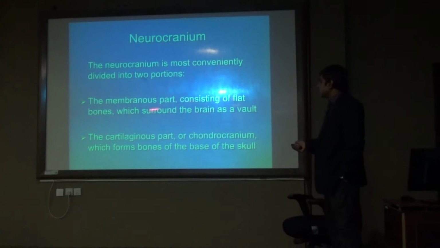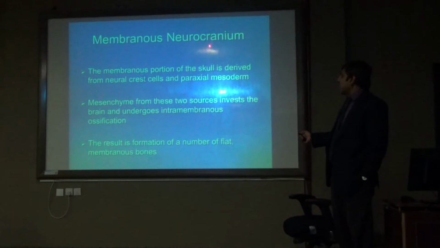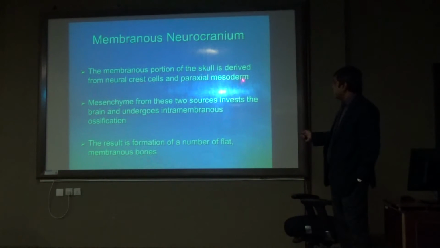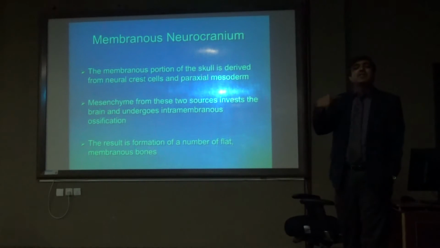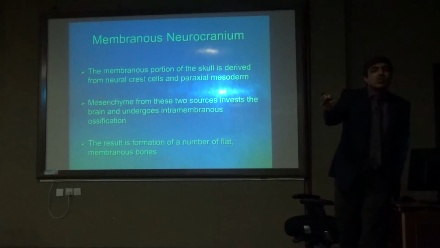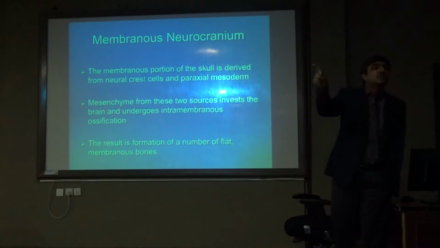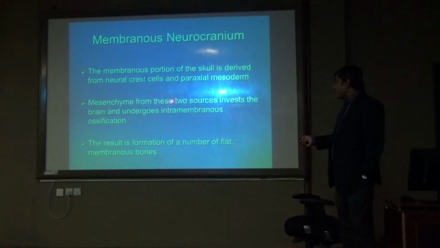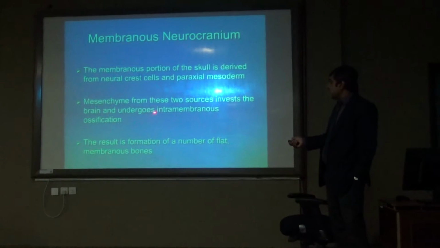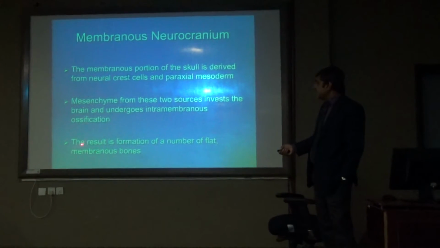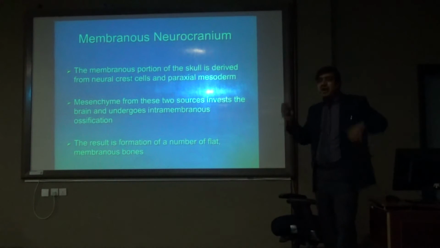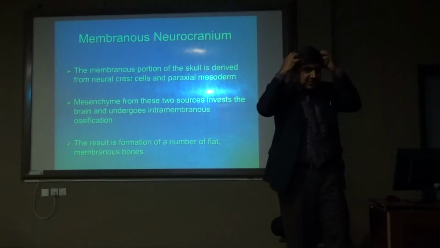The membranous part consists of the flat bones which surround the brain, the vault. The cartilaginous part, or chondrocranium, forms the base of the skull. Okay. The membranous portion of the skull is derived from neural crest cells and mesoderm. Whenever I read the term mesenchyme, I'll say connective tissue, so as not to confuse you. Connective tissue is derived from the mesoderm, right? From these two sources it invests the brain and undergoes intramembranous ossification. The result is formation of a number of flat membranous bones. These are flat bones, isn't it?